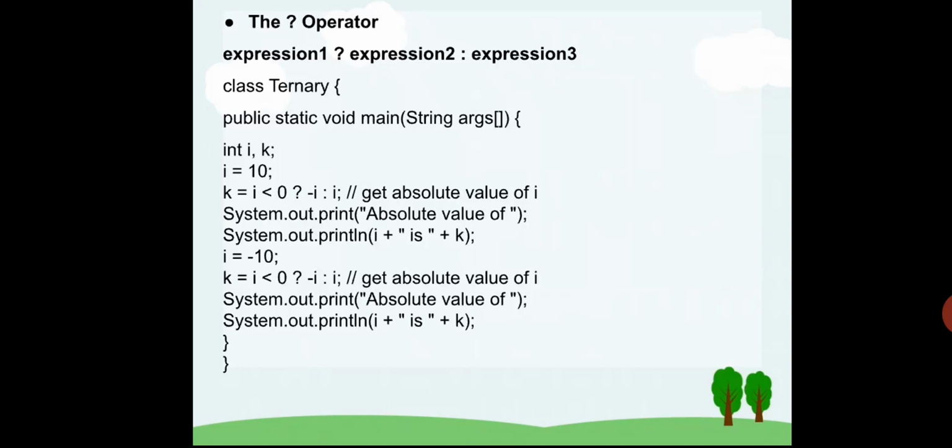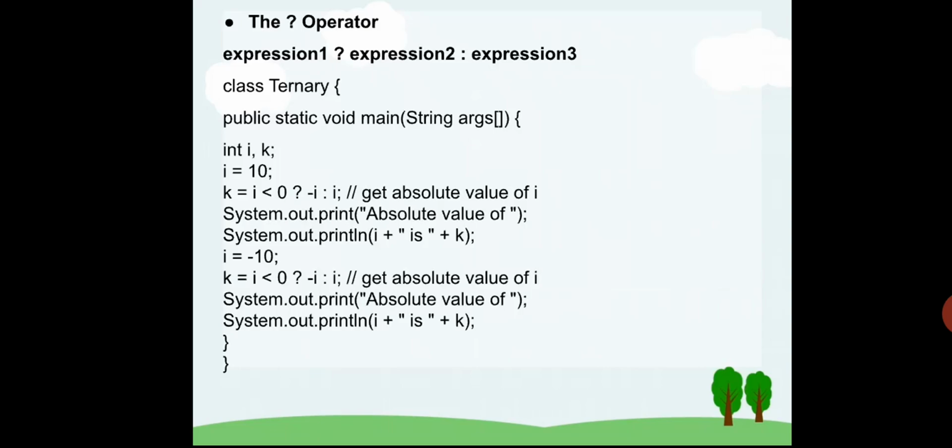There is one separate program. There is a class with the name Ternary, and you have the main method, and you have two variables which can store integer values. i and k are the variable names. 10 is initialized to the variable i, and k is equal to i less than 0 question mark minus i colon i. What is the meaning? That is minus i or i. So ultimately you are trying to get the absolute value. Whatever the value may be, ultimately you have to get the positive one.